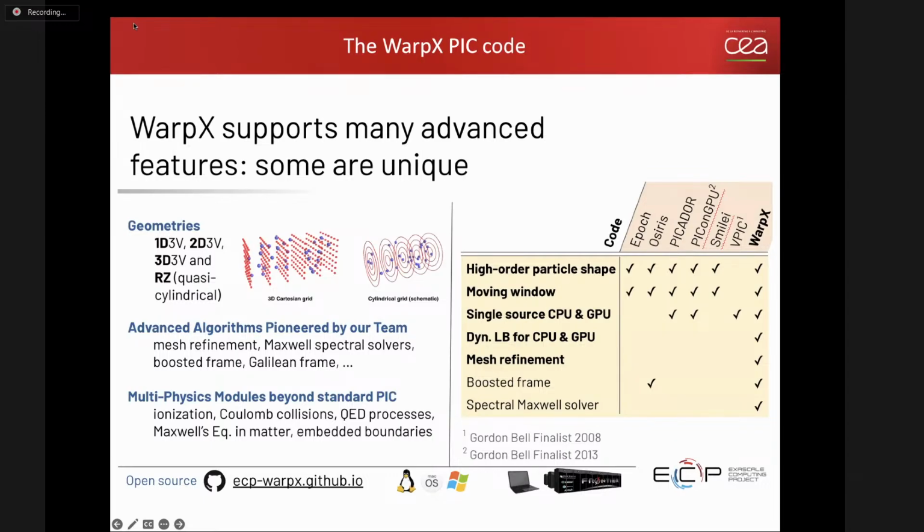Pseudospectral Maxwell solvers, especially for Doppler boosted beams. For plasma acceleration, boosted frame transform, and you can also have physics beyond Vlasov, such as QED processes that we use to get the signatures you can obtain by interacting a Doppler boosted beam with a solid target, for instance. So these are all the features you can find now in WARPEX.